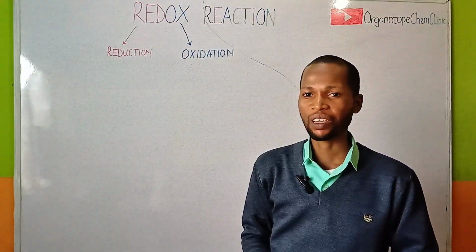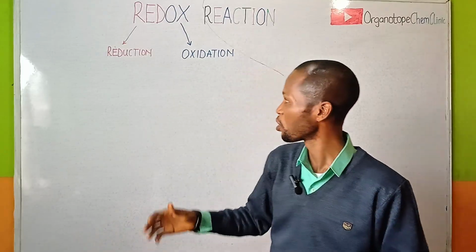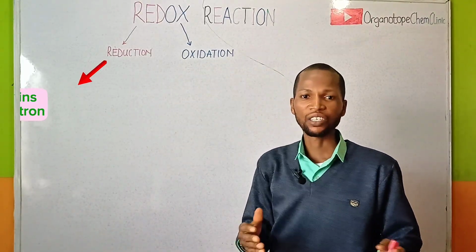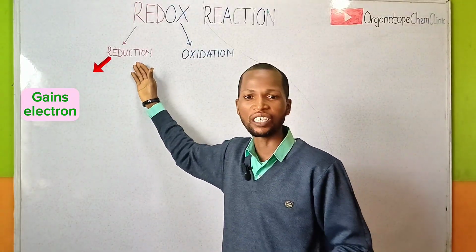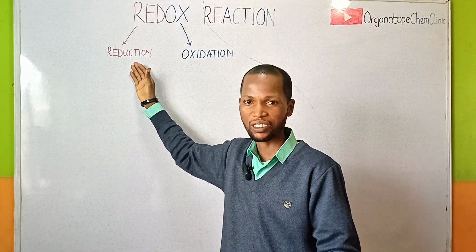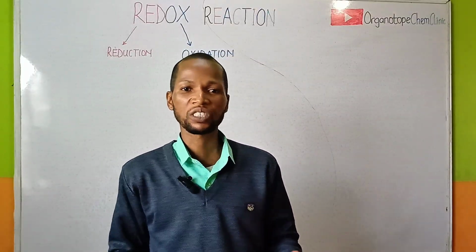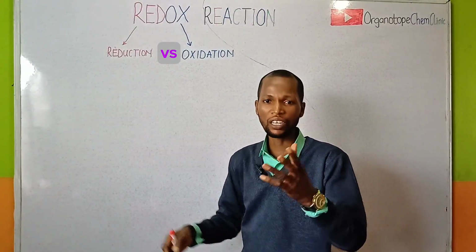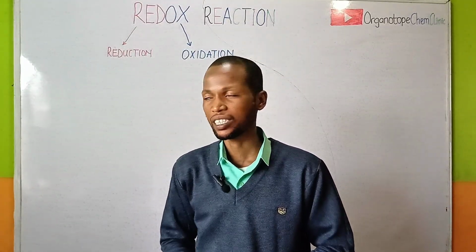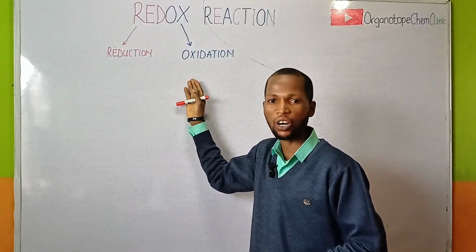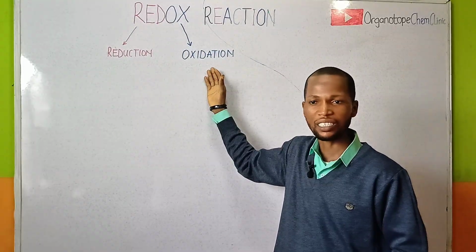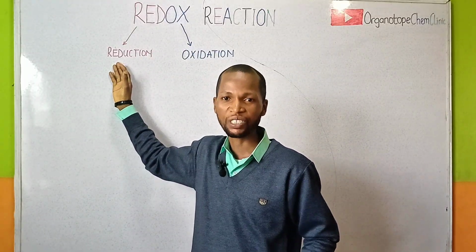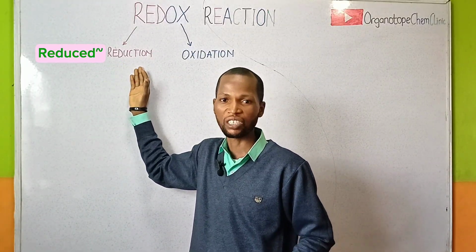It is a type of chemical reaction where one substance loses electron in the process called oxidation, and the other substance gains electron in the process called reduction. Note that every oxidation process must be accompanied by a reduction process. Think of it as electron exchange, where one atom becomes a loser, that is oxidized in the process, and the other atom becomes a winner, that is reduced in the process.